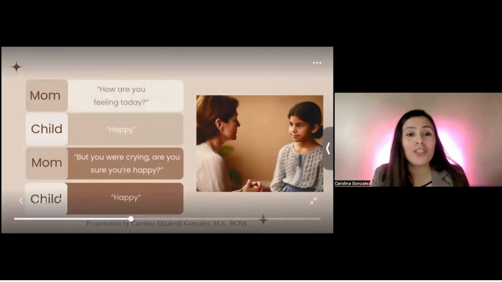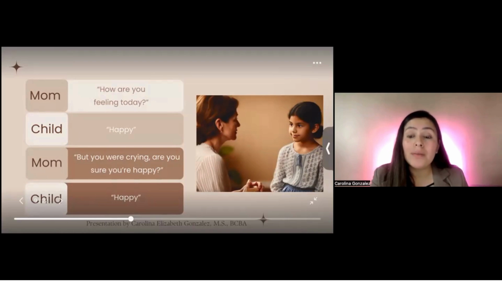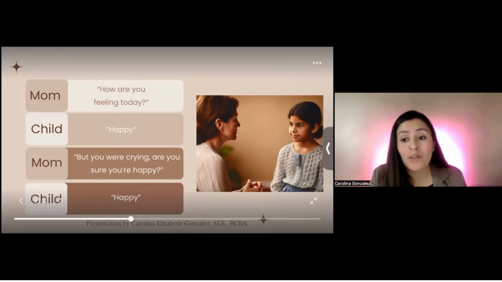Okay. Here's another question, one other scenario. The mom says, "How are you feeling today?" The child says, "Happy." Mom says, "But you were crying. Are you sure you were happy?" The child says, "Happy." Okay. In the picture, the child does look happy, so I'll give the child credit for that. However, with the context, mom said that the child was crying and asked again, how are you feeling? The child just simply restated what they said, happy, gives you an understanding that this is not a meaningful conversation. They're not understanding what the parent is asking, and this is rote responding.